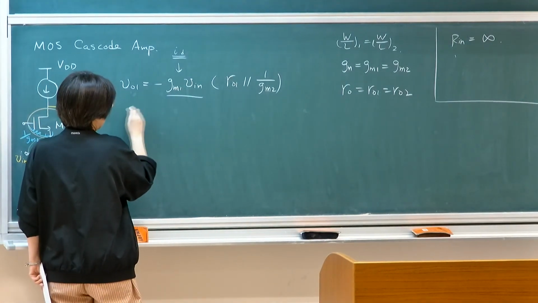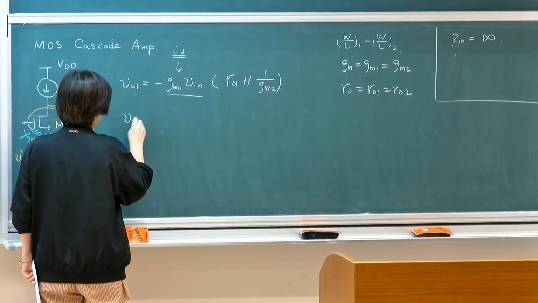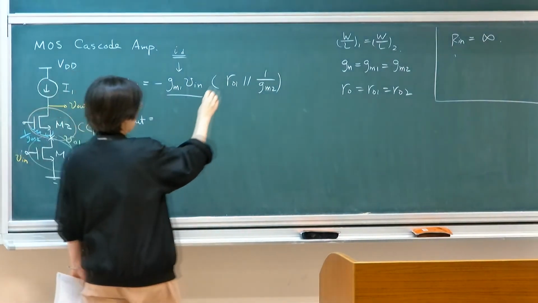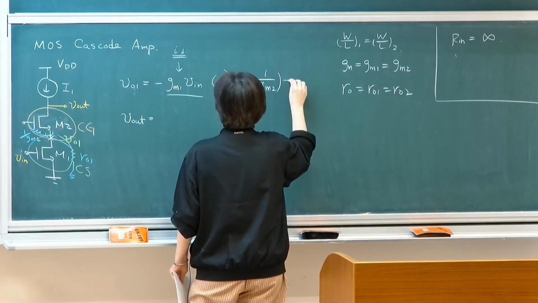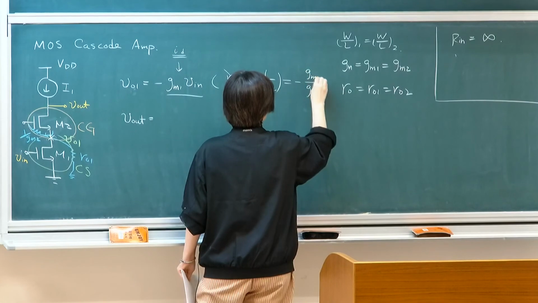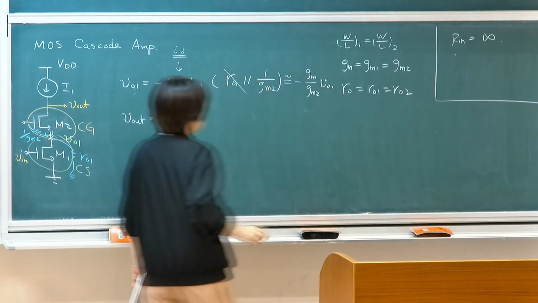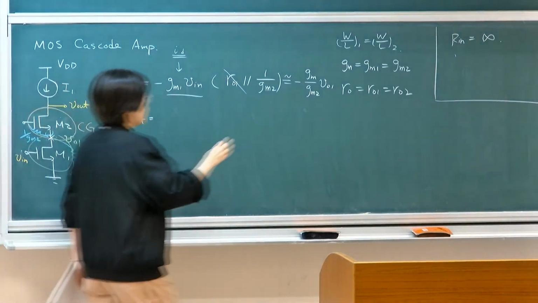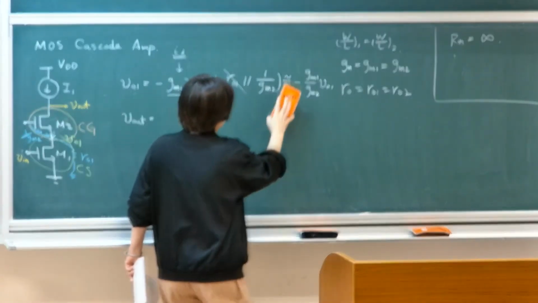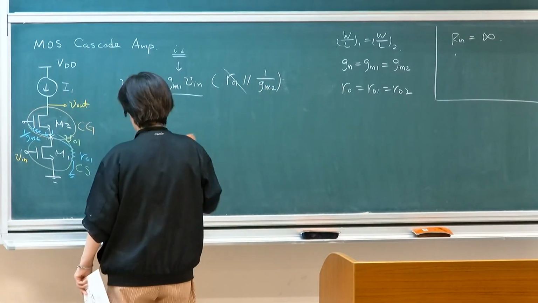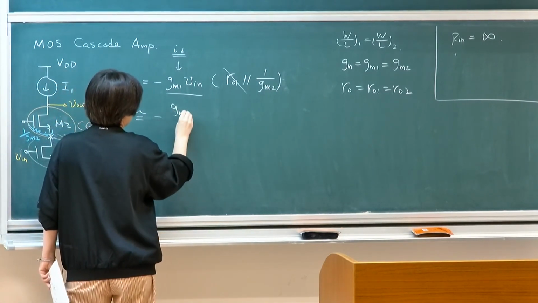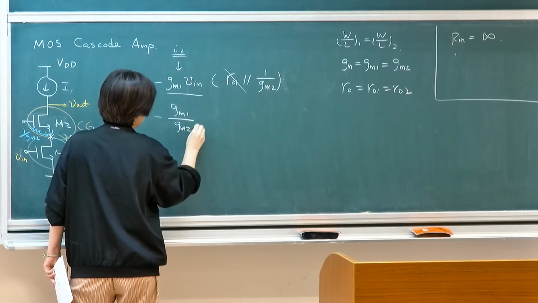So then, what is VO1? This is the intermediate point, and you actually won't see the effect of RO1. And then this will be minus GM1 over GM2, approximately the ratio between the two GMs. Let me write it downwards so that it won't confuse you. So this will be approximately minus GM1 over GM2 times Vin.